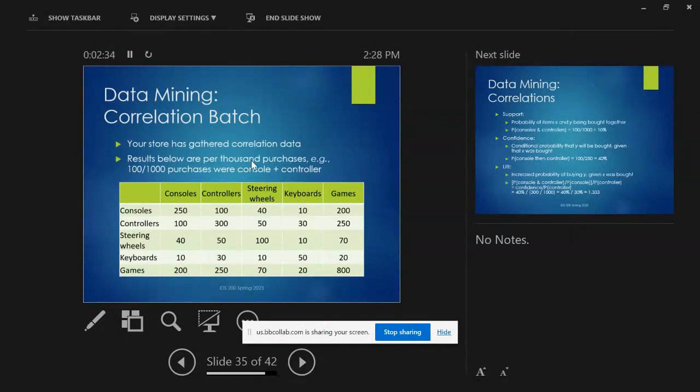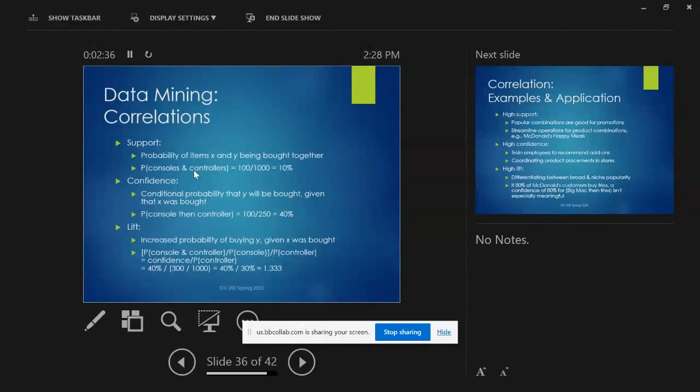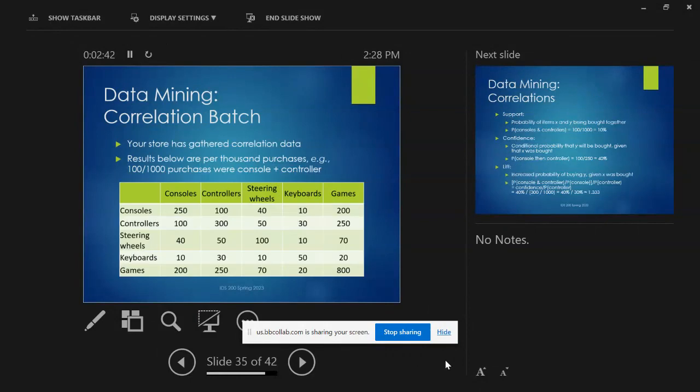And the last one is lift. Lift is the increased probability of buying some item given that X was bought. So, simple example, let's look at games. So we know a lot of people that are buying stuff at your store, they're buying games, right? 80% of the people that buy something, they're buying a game. Now, if we just look at consoles, of the 250 people who bought consoles, 200 bought games. So 200 divided by 250, 80%.